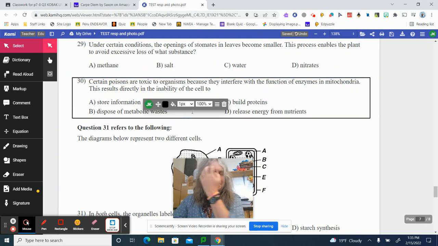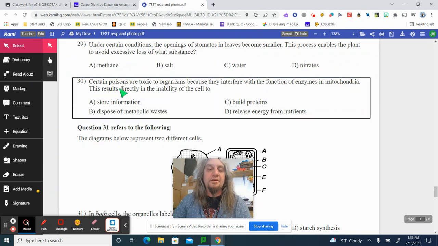Number 30. Certain poisons are toxic to organisms because they interfere with the function of enzymes in the mitochondria. This would result directly in inability of the cell to A, store information, B, dispose of metabolic wastes, C, build proteins, or D, release energy from the nutrients?